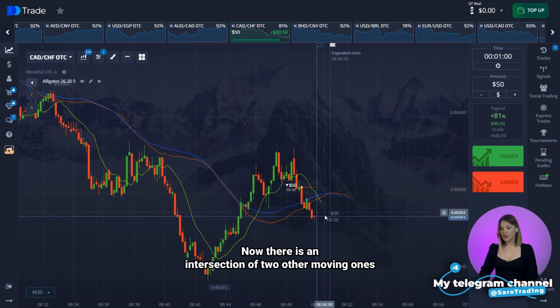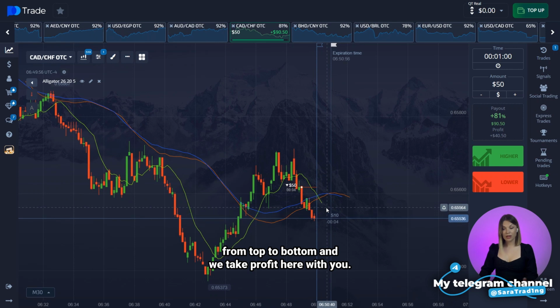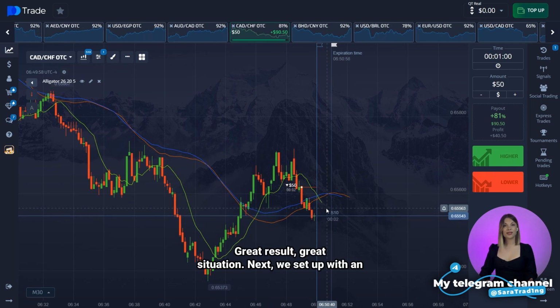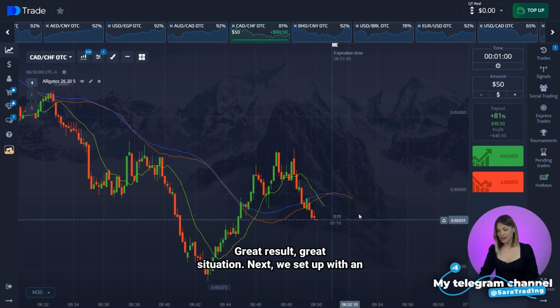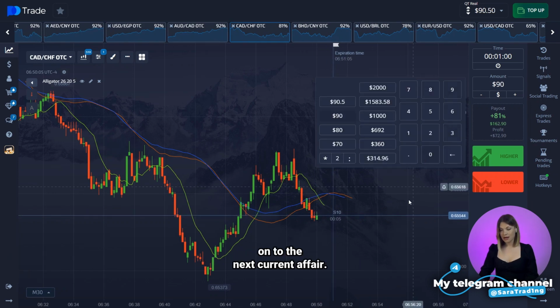Now there is an intersection of the two other moving averages from top to bottom, and we take profit here with you. Great result, great situation. Next we set up with an amount of $90 and move on to the next currency pair.